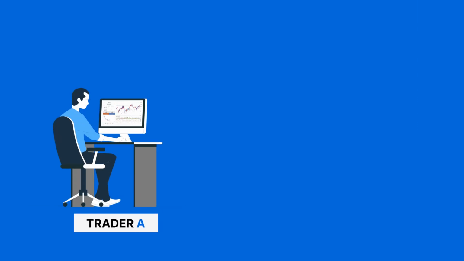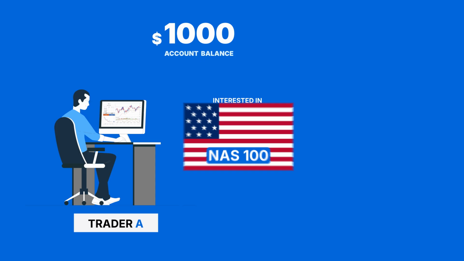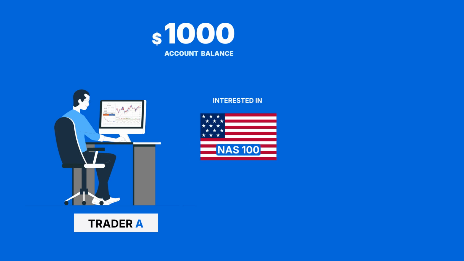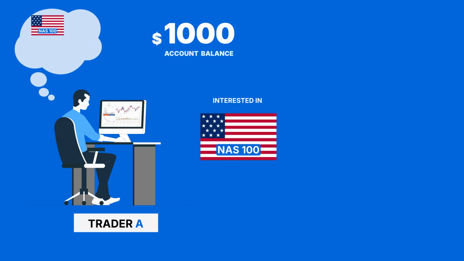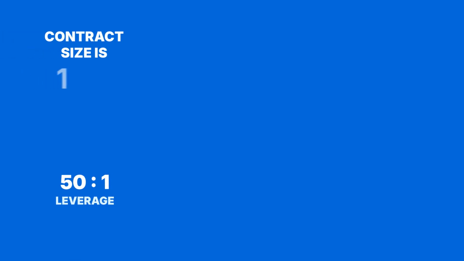Let's take a very practical example. Let's say we have trader A who has a capital of $1,000. He is analyzing the NAS USD chart and is anticipating that the price will be bullish. That means that the value of NAS will be rising. Therefore, trader A opened a buy position on NAS USD. Let's say that his leverage is 50 to 1 and that he goes in with a contract size of 1 lot.